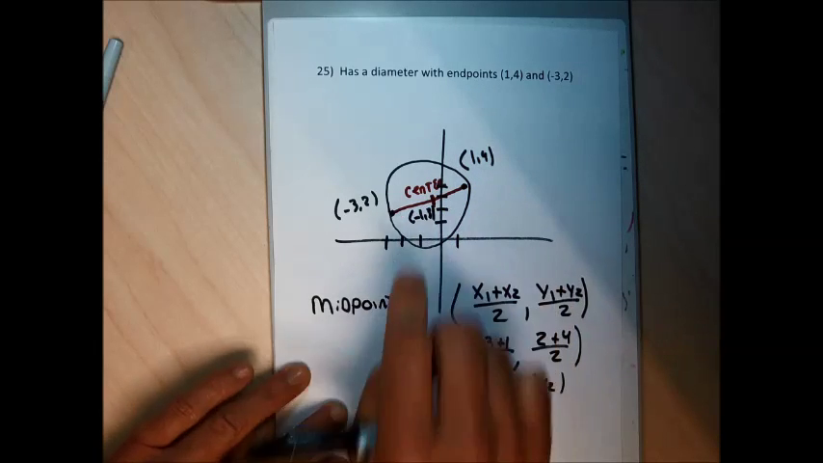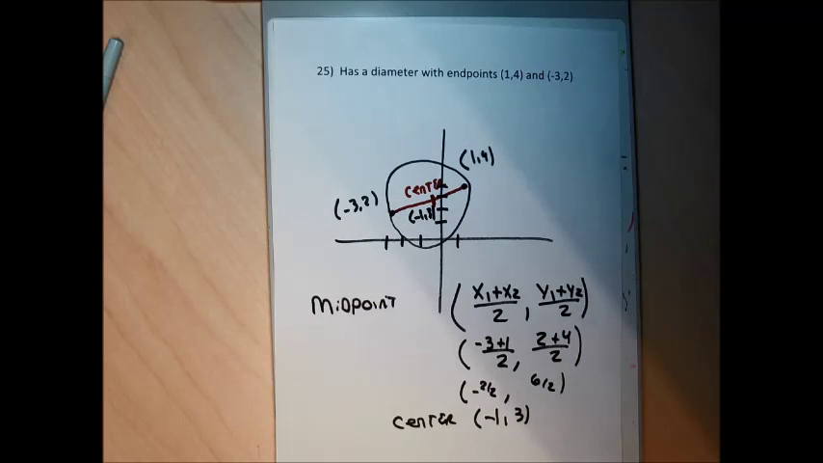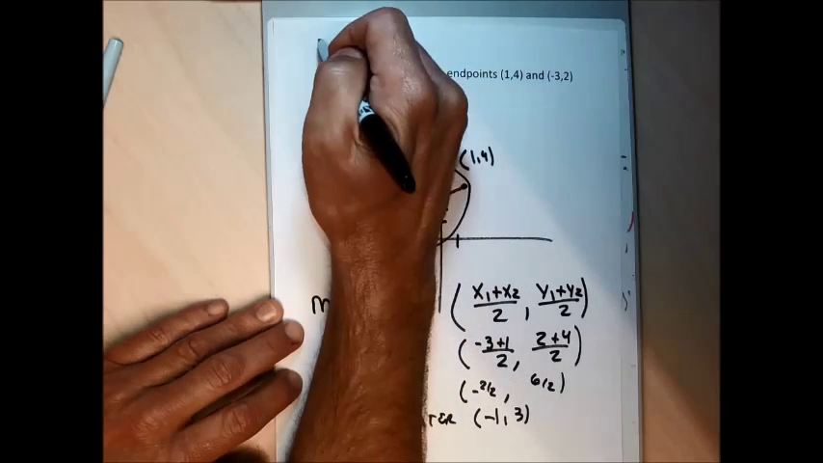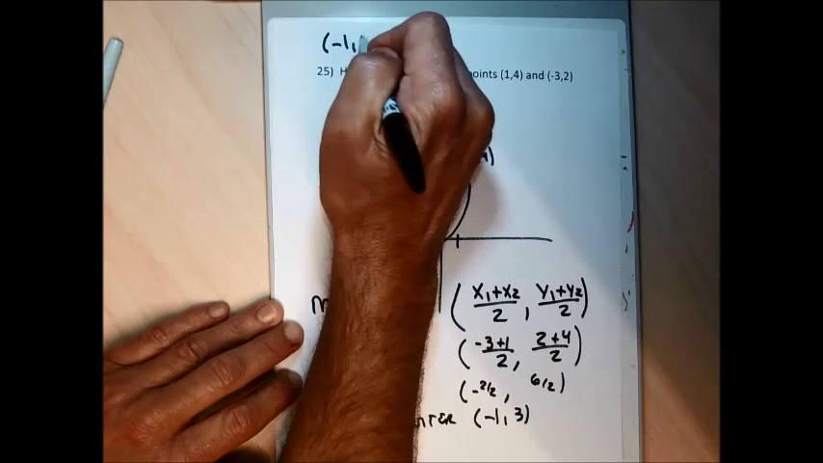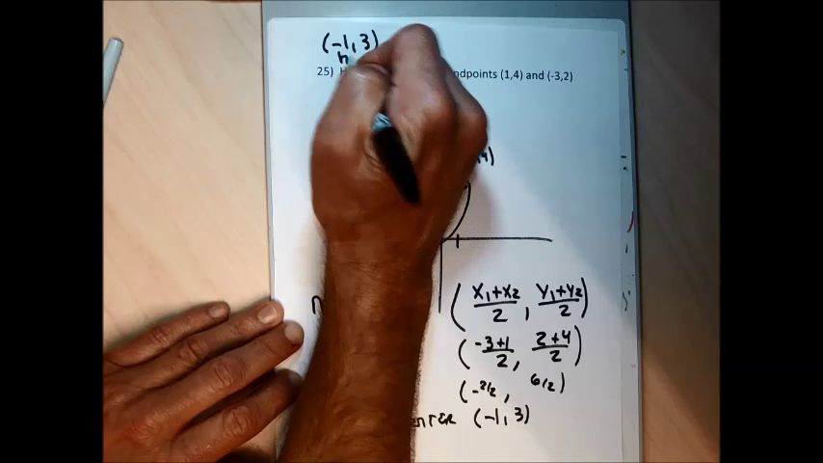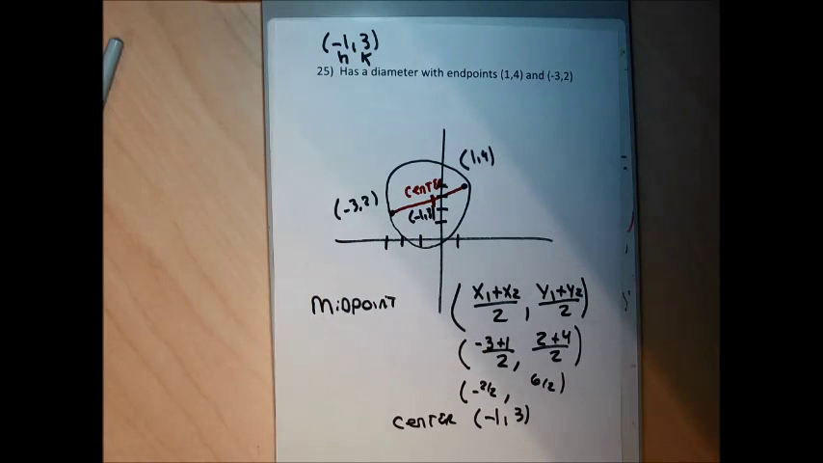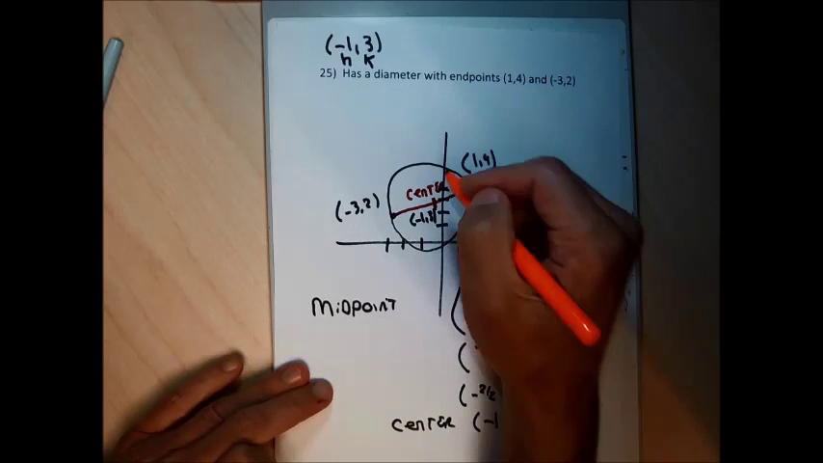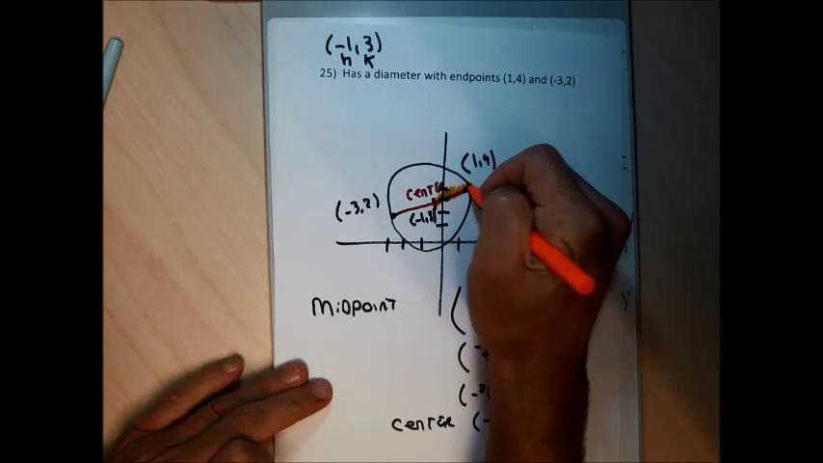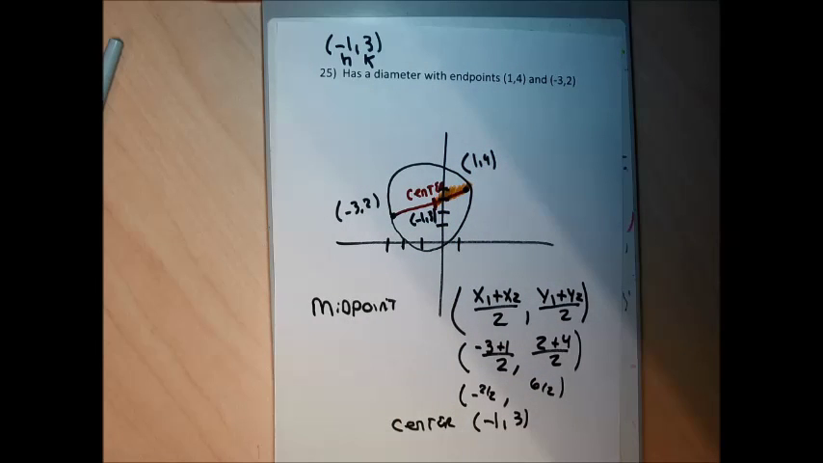That almost looks reasonable for my graph. So I've got that done. So I have the center, -1, 3. So my h is going to be -1. My k is going to be 3. I also have to find the radius. And the radius is the distance from the center to any of the points along the edge. I'm going to find that distance right there and call that the radius.